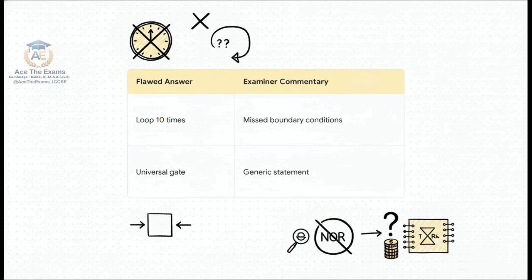It notes that this is a completely generic statement. It wasn't specific to the context given. The question didn't ask about the theoretical universality of gates. It asked why a NOR gate was specifically chosen in this circuit design to lower manufacturing costs. Again, context is absolutely everything.